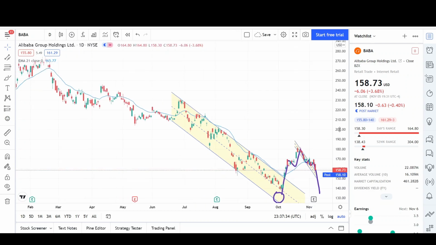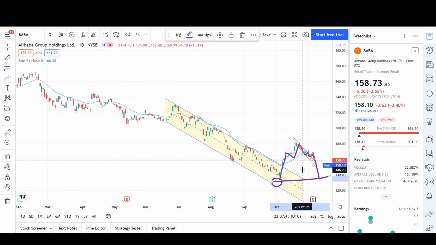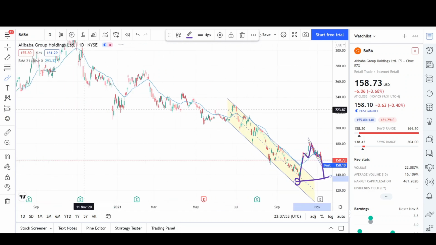So now since we had a break outside of this yellow channel, we could potentially make that new low, retest that new low, and make a new one. So that's where I expect prices to go to in the near term, probably down to that low 140s to close in this gap, and potentially even lower down to that 130 level. Let me just zoom out a little bit more on the chart.